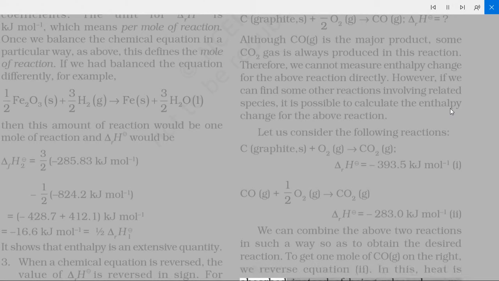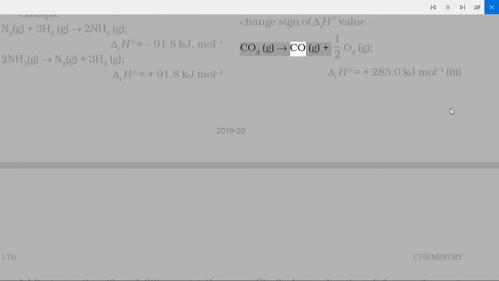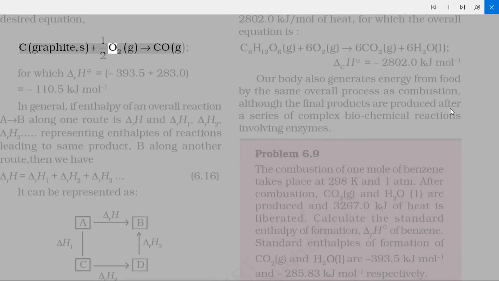In this, heat is absorbed instead of being released, so we change the sign of the ΔrH value: CO2(g) → CO(g) + 1/2 O2(g), ΔrH = +283.0 kJ mol⁻¹ (3). Adding equations 1 and 3, we get the desired equation, C(graphite, s) + 1/2 O2(g) → CO(g), for which ΔrH = -393.5 + 283.0 = -110.5 kJ mol⁻¹.